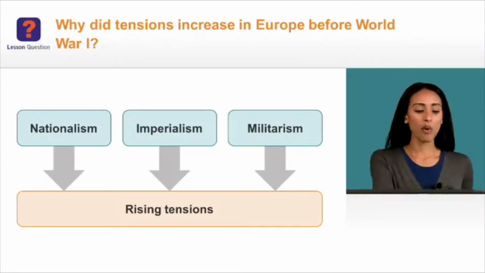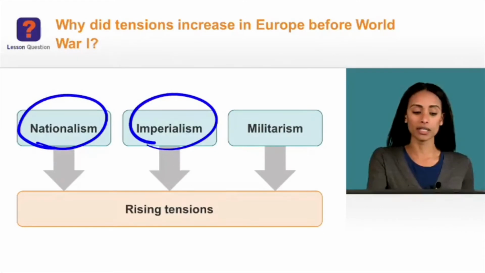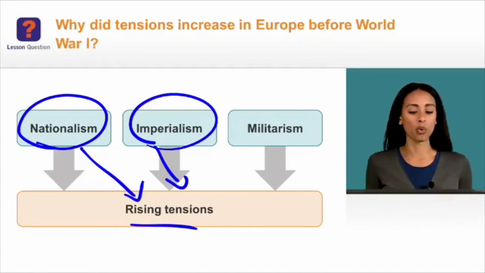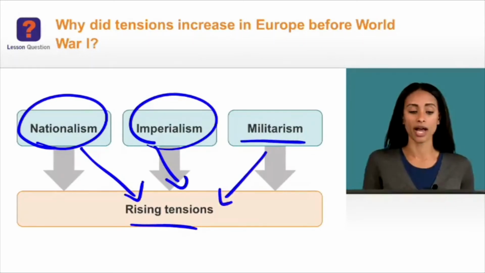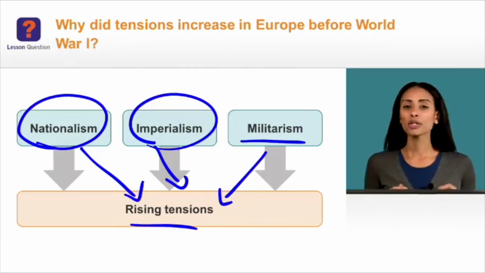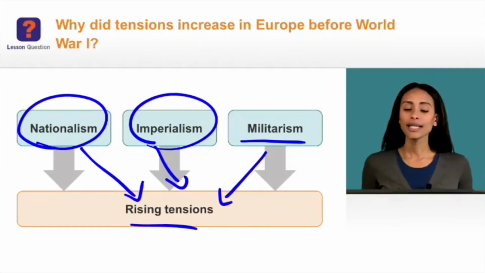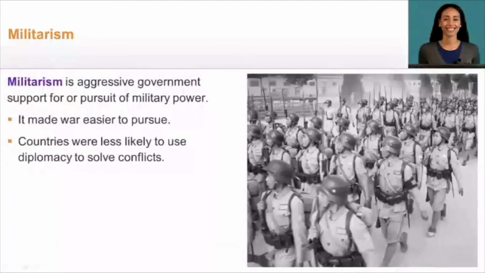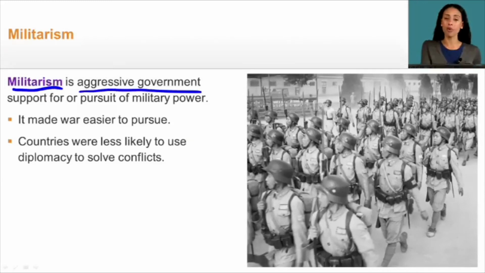Now that we know a little more about how nationalism and imperialism are both leading to rising tensions in Europe going into World War I, let's stop and take a look at how militarism is also leading to these rising tensions. Because remember, we're trying to answer this question: why did tensions increase in Europe before World War I? Finally, militarism is leading to increasing tensions in Europe going into World War I. And militarism we can define as aggressive government support or pursuit of military power.